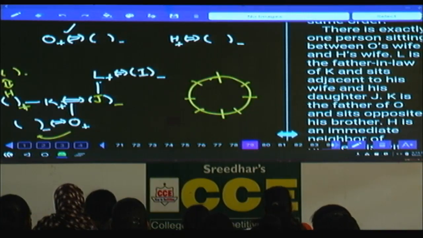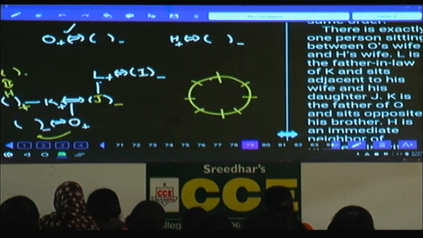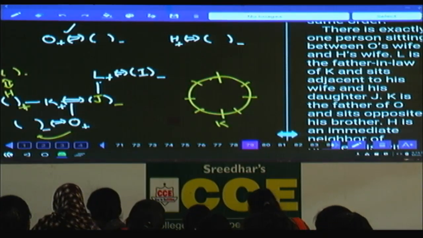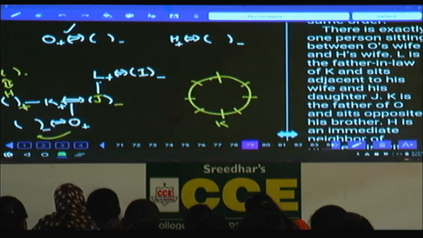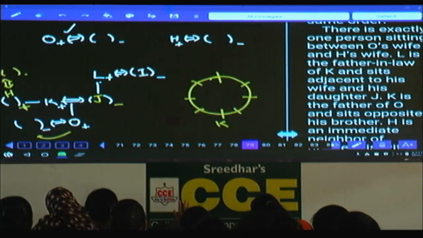And L is the father-in-law of K and sits adjacent to his wife and his daughter. Can you fix K at this place? L is the father-in-law of K and L sits adjacent to his wife and his daughter J. Now L is adjacent to his daughter. Who is the daughter here? J, isn't it?